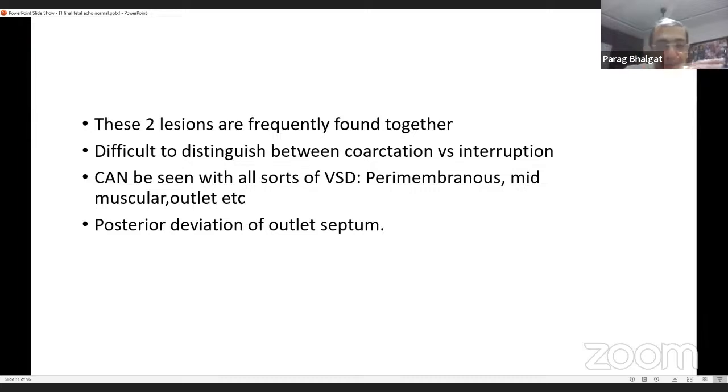VSD can be any type. It can be perimembranous, midmuscular, outlet, anything. Posterior deviation of the outlet septum is also frequently seen in VSD with coarct or VSD with interruption.